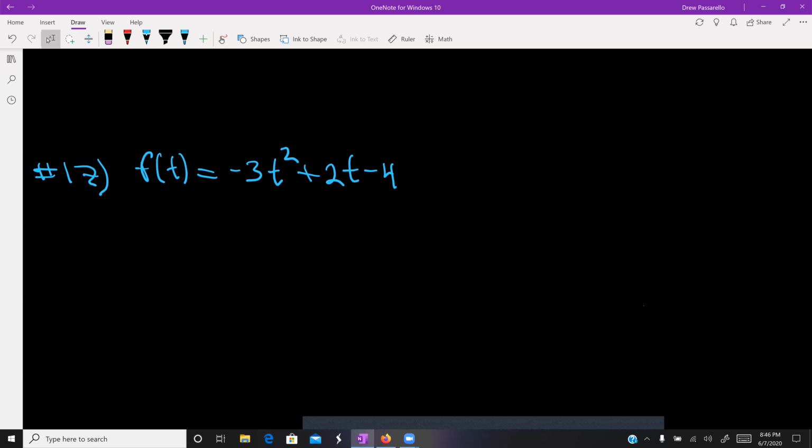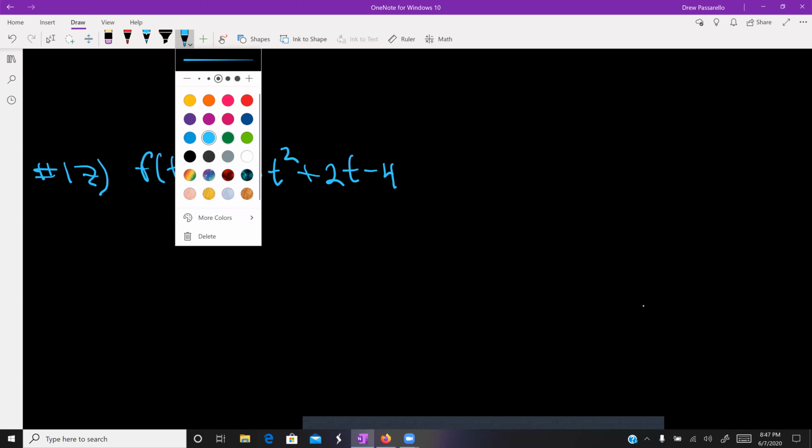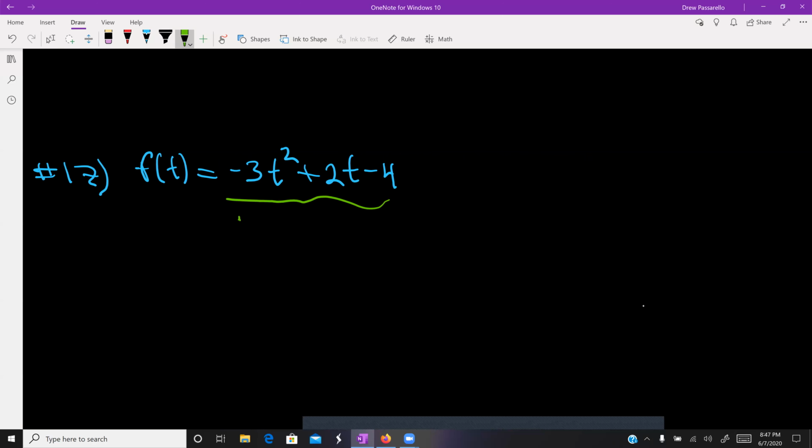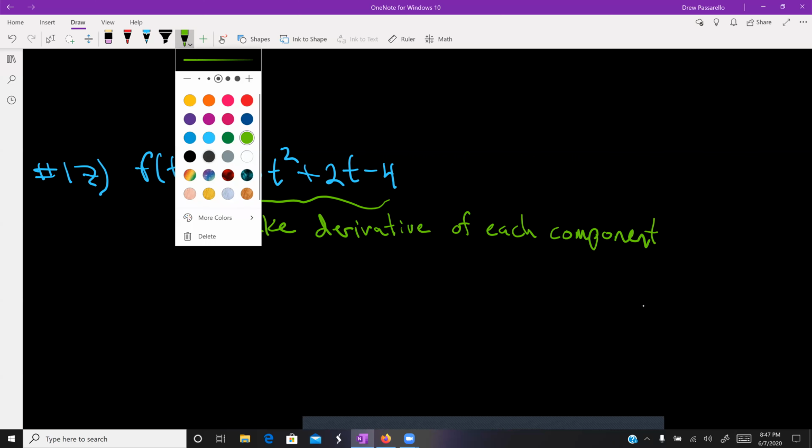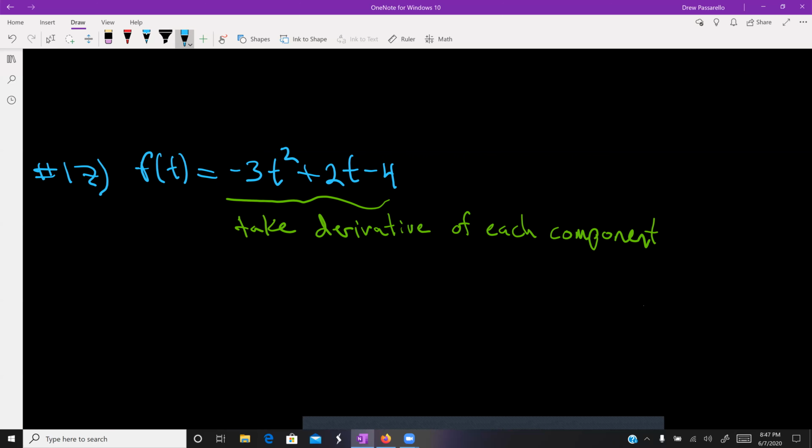In this case we have f of t, so it's just a different variable. Instead of x, we're using the variable t. Negative 3t squared plus 2t minus 4. So I have these 3 different components, and what I'm going to do is take the derivative of each component. I'll write it all in detail, so for this case, I'll write the d/dt notation.